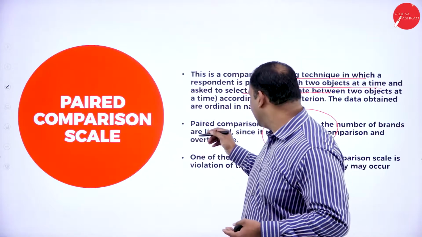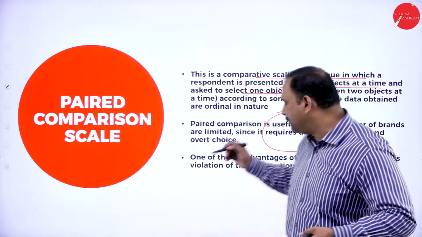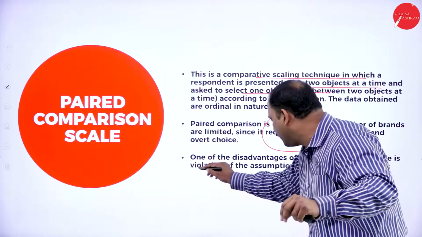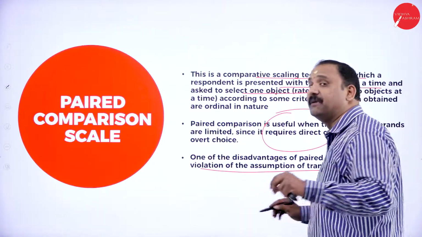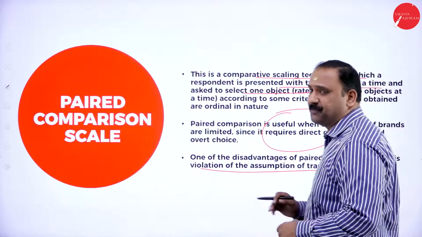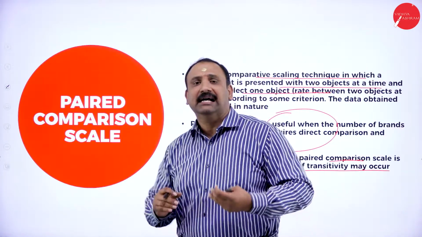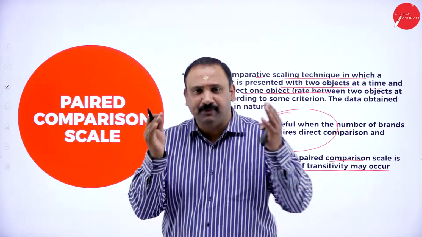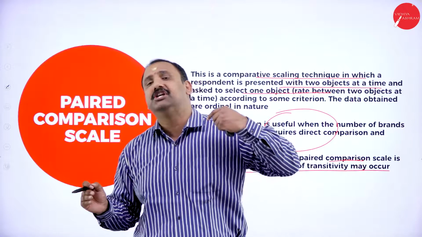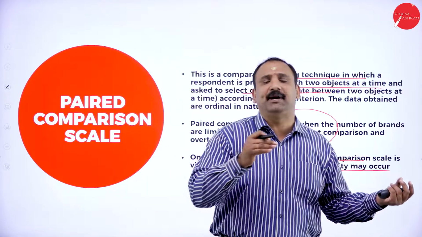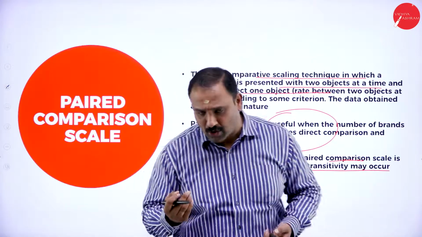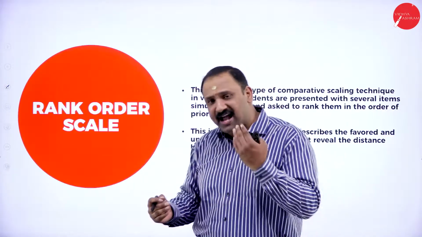Now, one of the disadvantages of this particular scale is that the violation of the assumption of transitivity might occur. So what happens is that there's a violation of assumption. There might be a problem that I might have assumed certain things, and based on that assumption, there might be a violation. The consumer might just go against that, and there might be intransitivity, which means the options, the orders might change accordingly. Followed by the rank order scale.